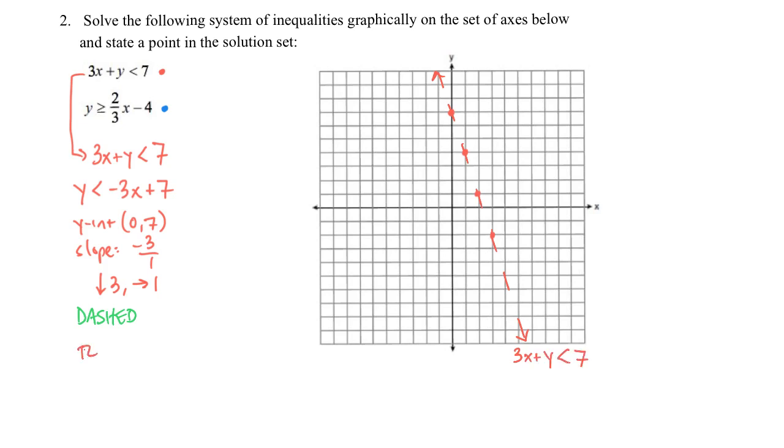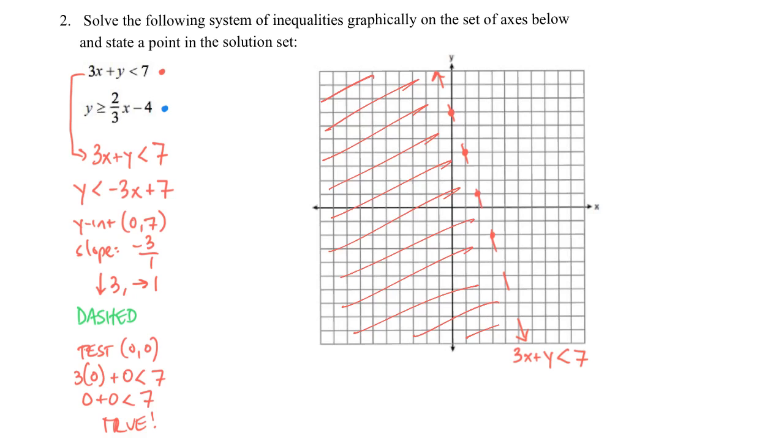And finally, I'm going to test 0, 0 so I can figure out which way to shade. So I've got 3 times 0 plus 0 is less than 7. This is 0 plus 0 is less than 7. That's true. So I'm shading towards 0, 0. Here's 0, 0. I'm going to shade towards 0, 0. All right, first one's done.